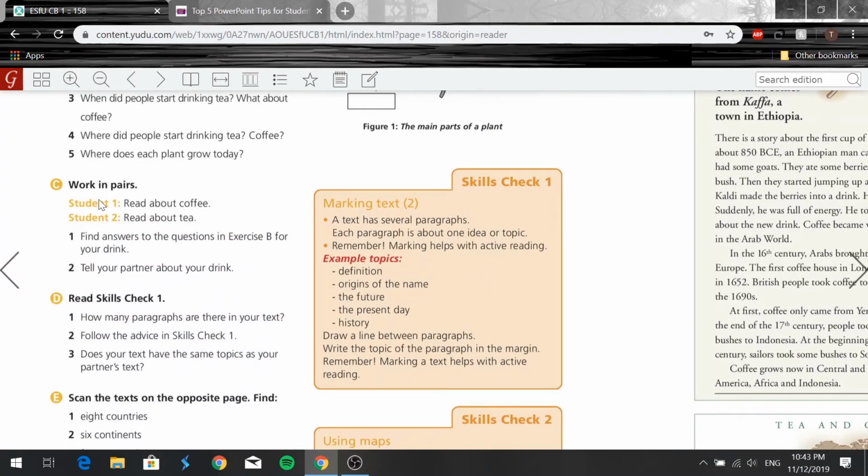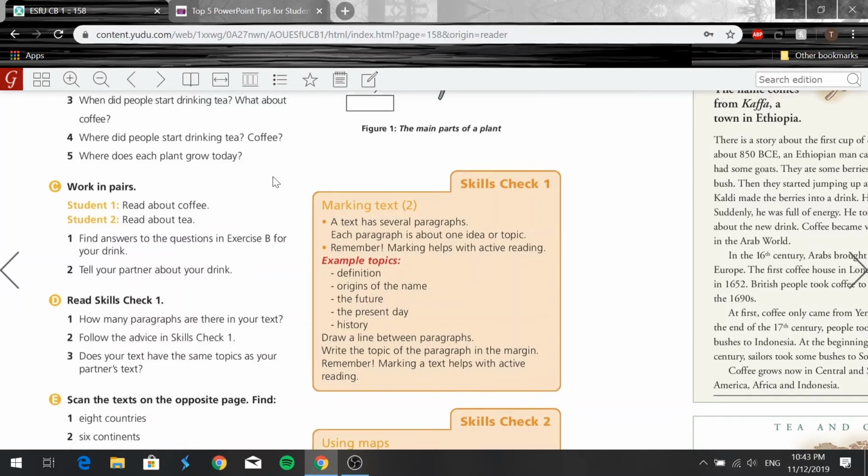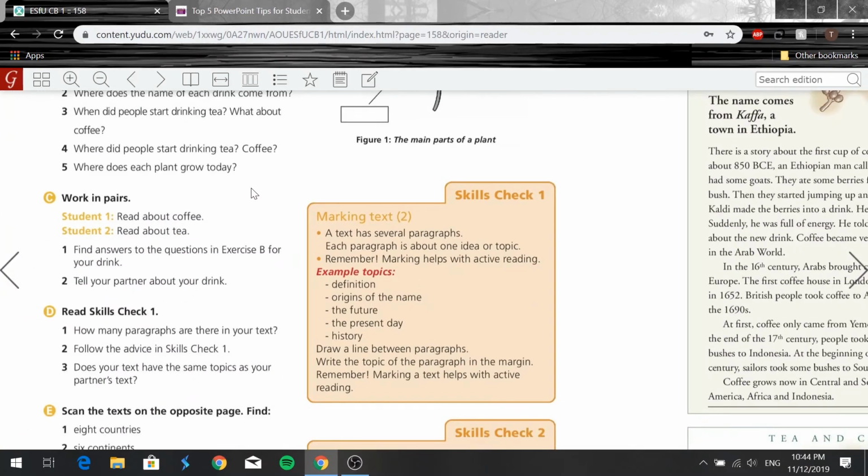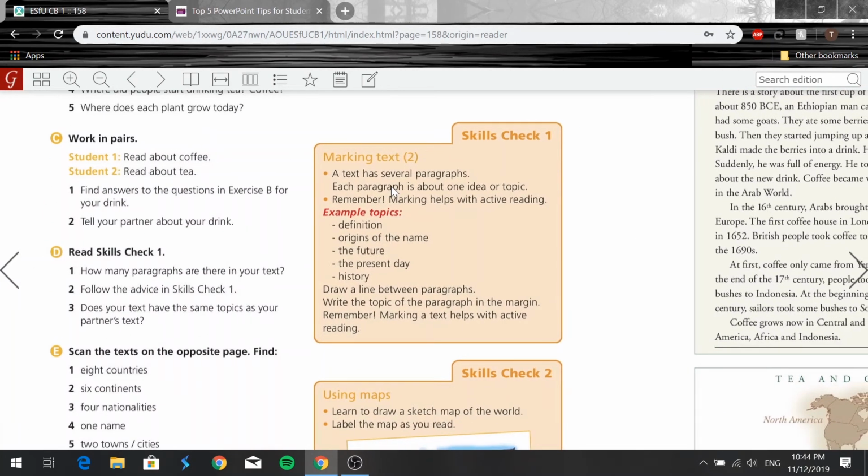Now we have exercise C. Work in pairs, read about coffee, read about tea if you're in class, find answers to the questions in exercise B for your drink, that's what we just did, and talk to your partner about your drink. I would suggest sitting and engaging in a conversation, right? Talk about differences between coffee and tea, their history, why they were named, and basically use the answers to your advantage. Okay?